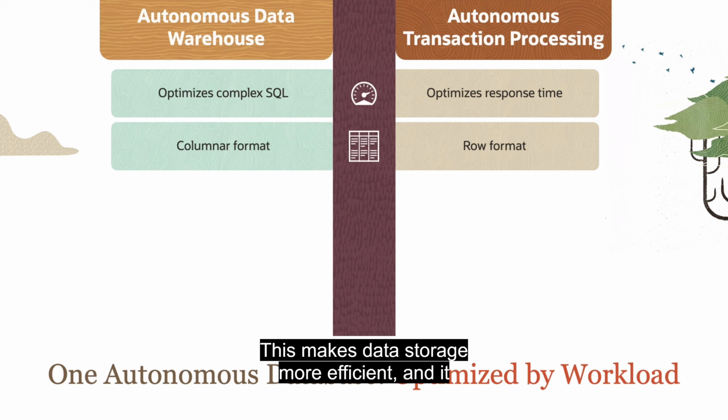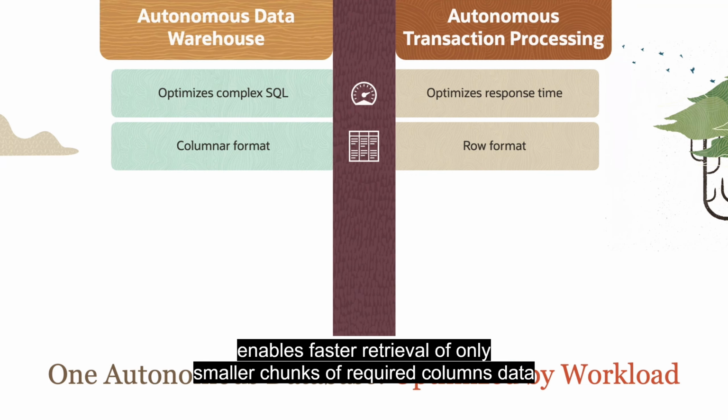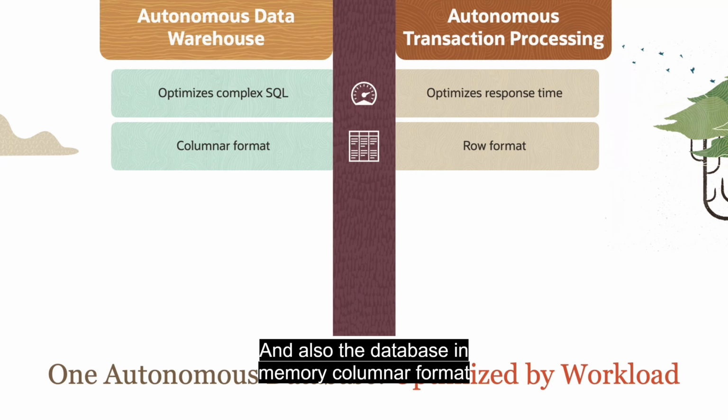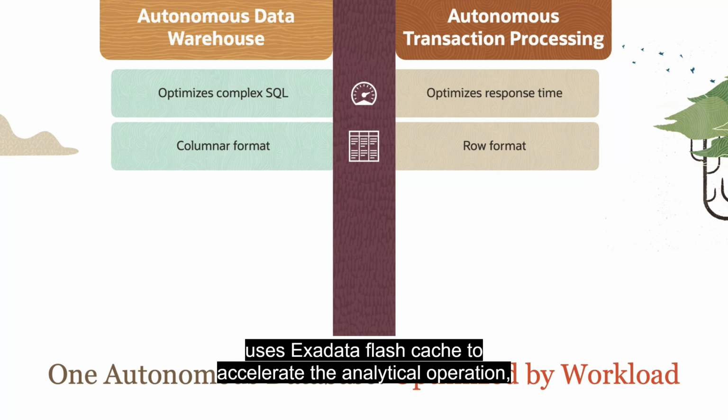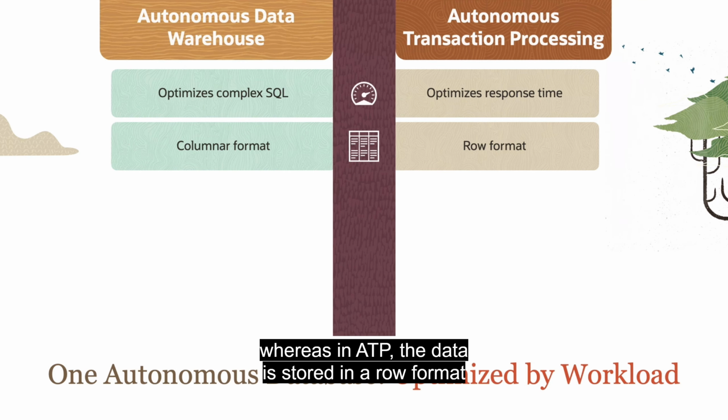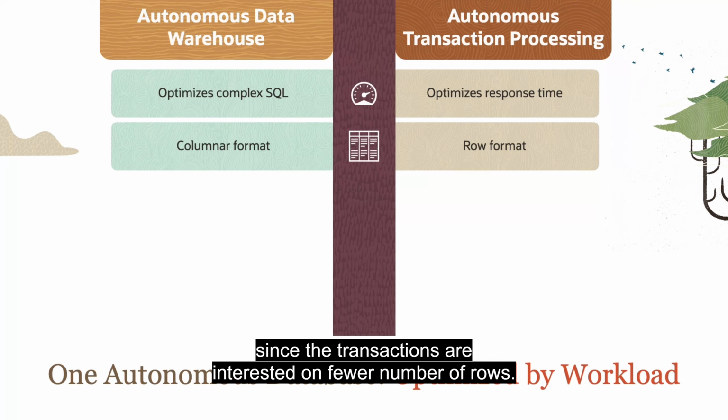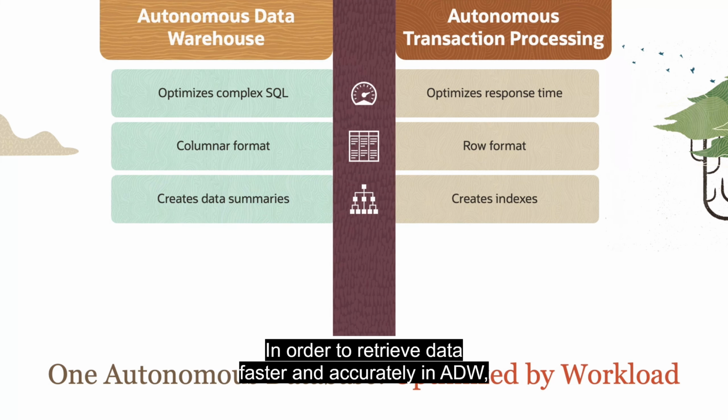This makes data storage more efficient and enables faster retrieval of only smaller chunks of the required column data to perform the operation and return to the end user. Also, the database in-memory columnar format uses Exadata flash cache to accelerate the analytical operation. Whereas in ATP, the data is stored in a row format since the transactions are interested in fewer rows. In order to retrieve data faster and more accurately in ADW, data summaries are created.